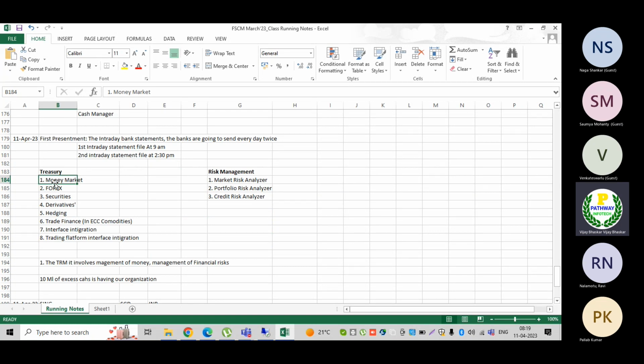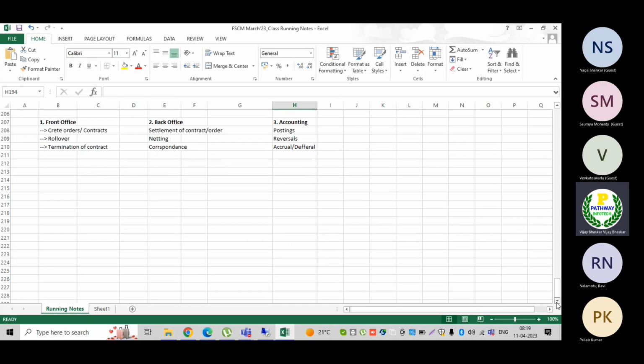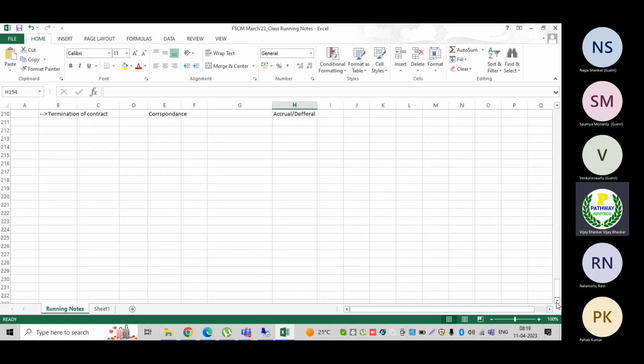First we'll start with the money market. That is the reason we first started the sessions with cash and liquidity management. Cash and liquidity management will give the overview of the current cash and liquidity positions. Based on that, the management will take the decision. Now, what are the important things which we need to do in the configuration part?